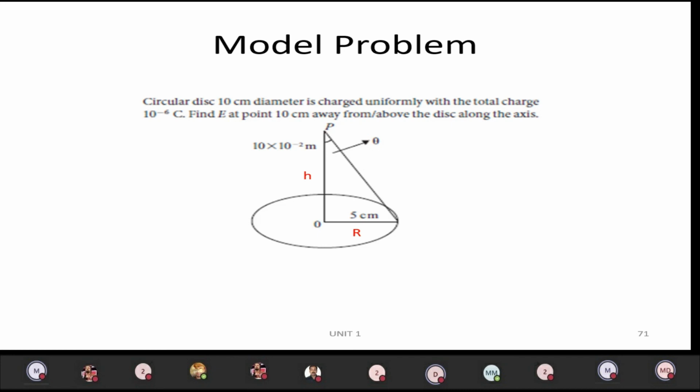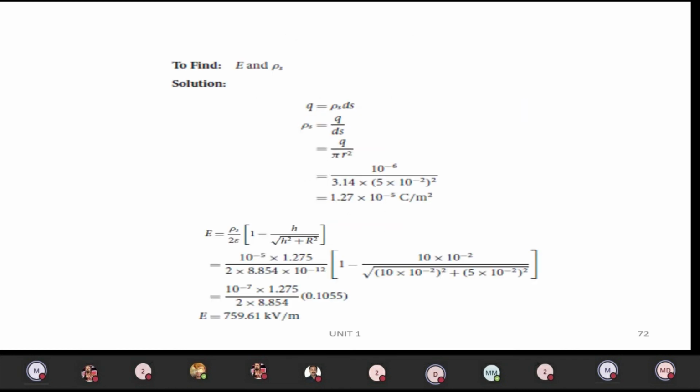And they have given the charge value. We have to find the electric field at 10 centimeter away. So what is the formula? Rho s by 2 epsilon into 1 minus h by root of h square plus R square. The rho s value they have not straight away given. They have given only the Q value.